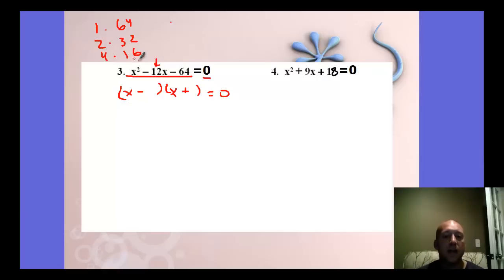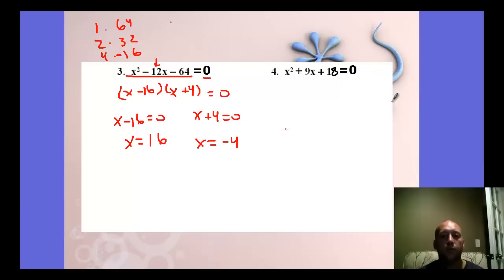Now, which one has to be negative? I want more negatives. I want negatives when I'm left over, so I want more negatives in the problem. So I'm going to have a -16 and a +4. If you're not sure, you can go back through and FOIL to double check. But now it's been factored. The next step is to set each factor equal to 0, and then solve. So x here equals 16, or x here equals -4.